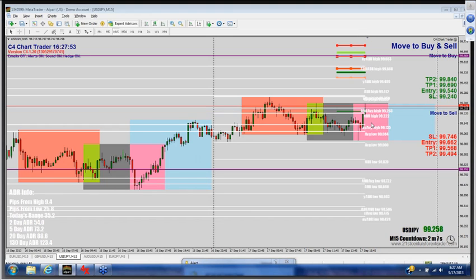What's our average range? Well, again, short term, it's not moved a lot. We've seen, call it 55 to 75 pips for our average range.